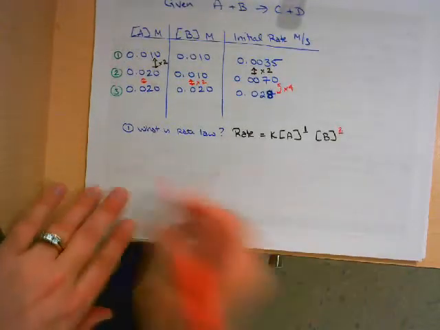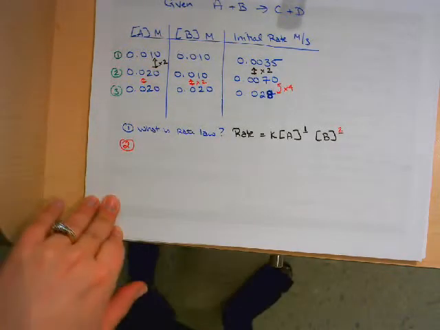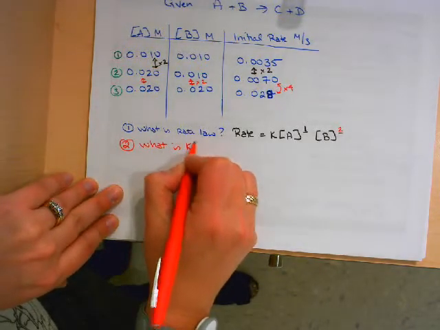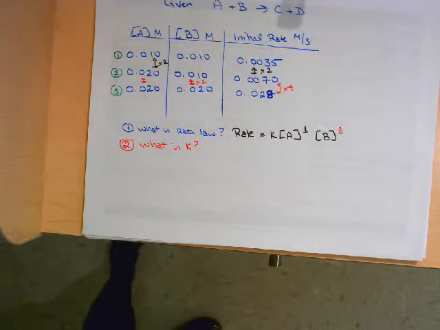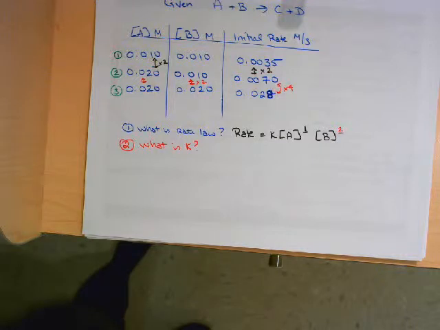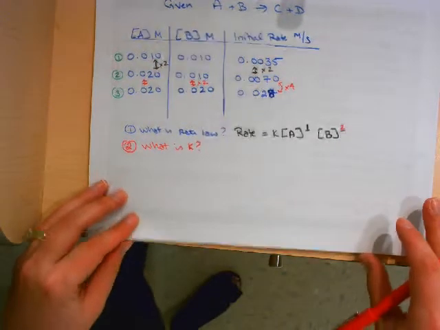Alright, so now we're ready. What is K? Which experiment would you like to look at? 1, 2, or 3? Going with 3? We'll do 3. That's cool.